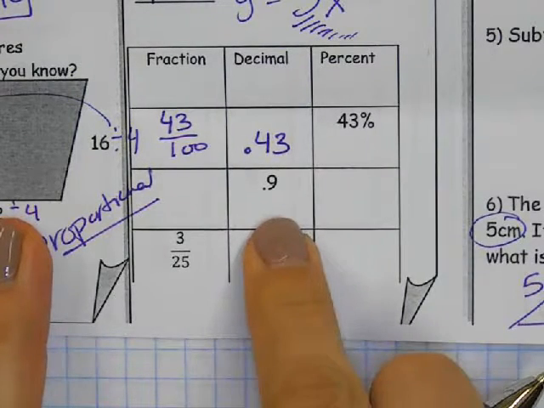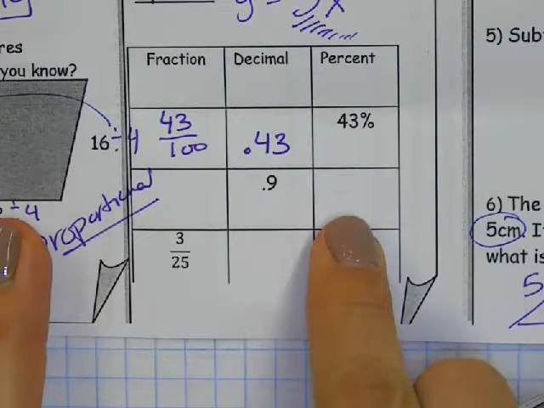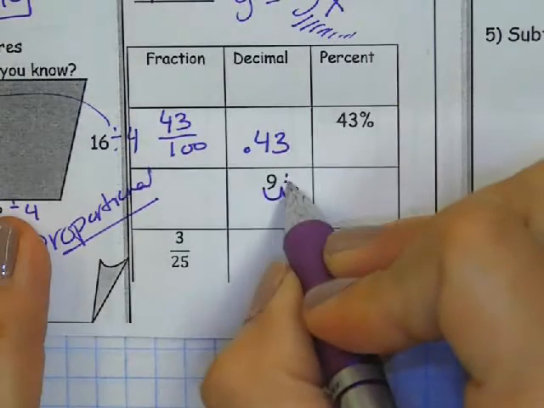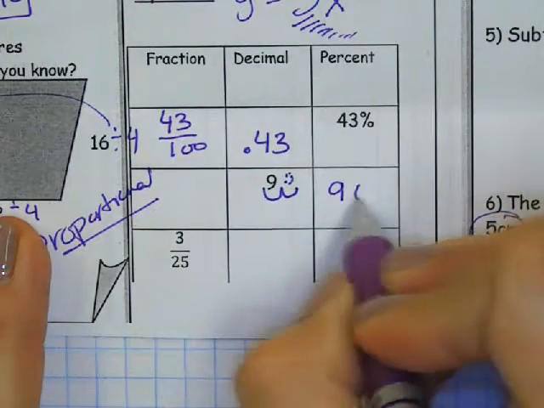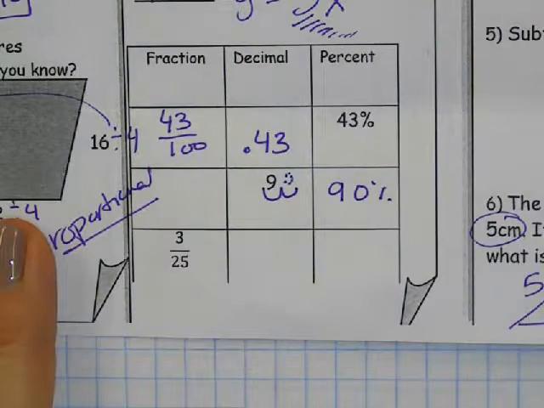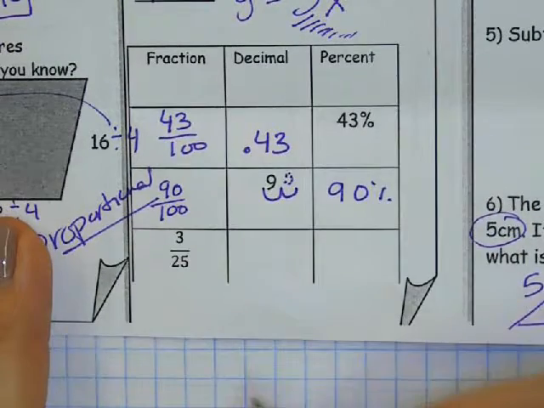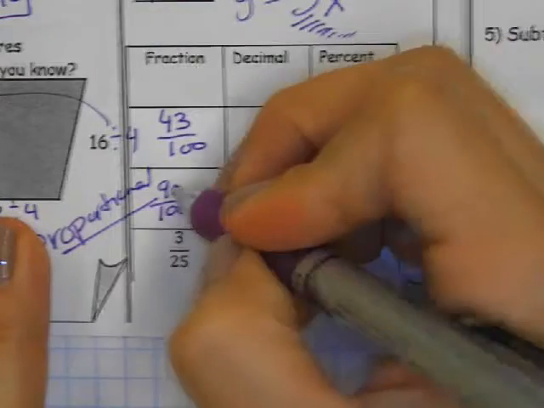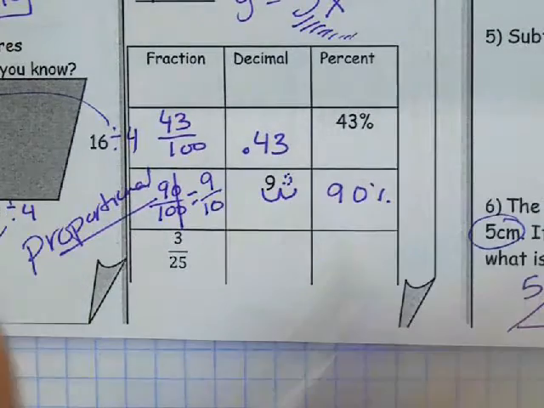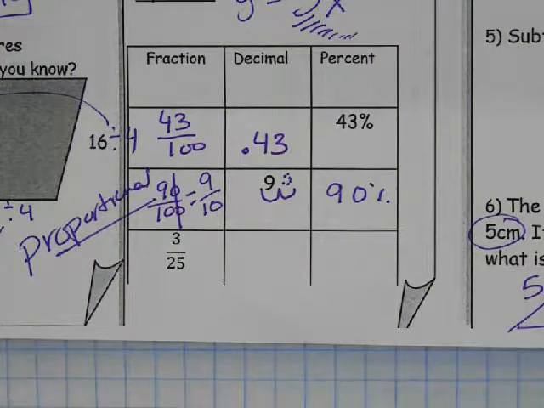Alright, now this one's tricky. 0.9. What would be my percent? Because you move it twice and fill it in. So it's 90%. What would be my first fraction? 90 over 100. What do I do with those zeros? Cross them out. I'm left with 3 over 25.